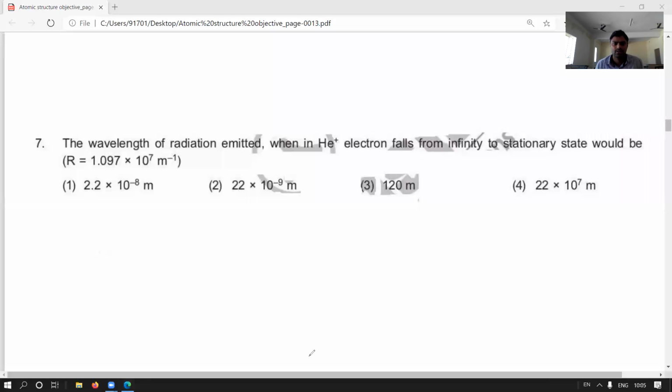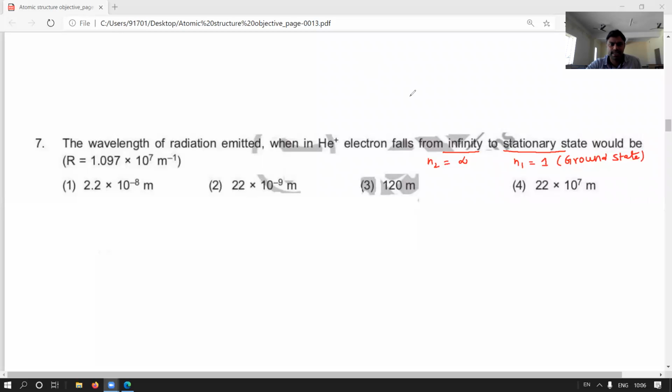Okay, listen. So here the infinity state means n2 is equal to infinity, and the stationary state n1 is equal to 1. So the stationary state is nothing but ground state. Okay, understand? Now the transition is taking place from the infinity state to the ground state of He plus, and we have to calculate its wavelength.